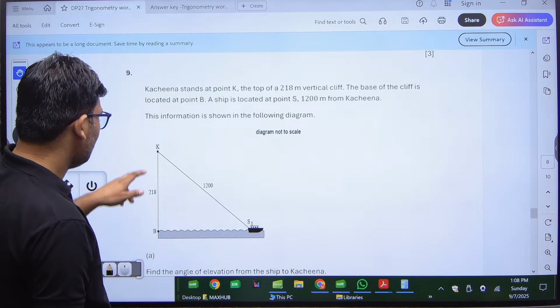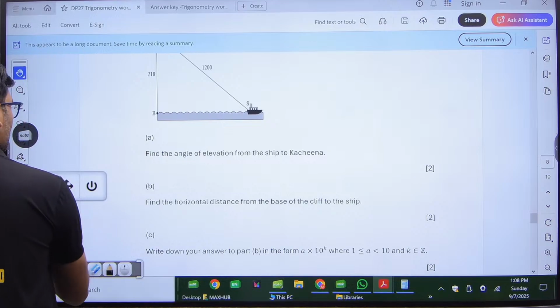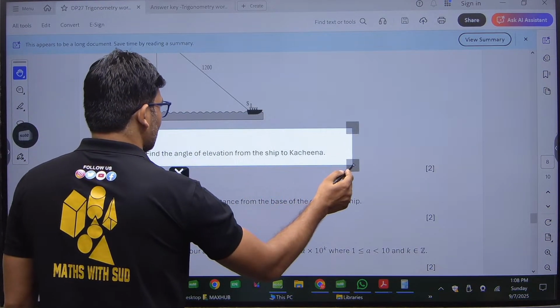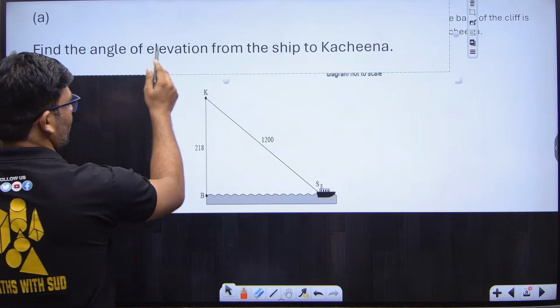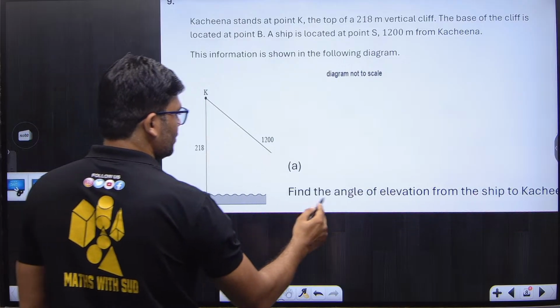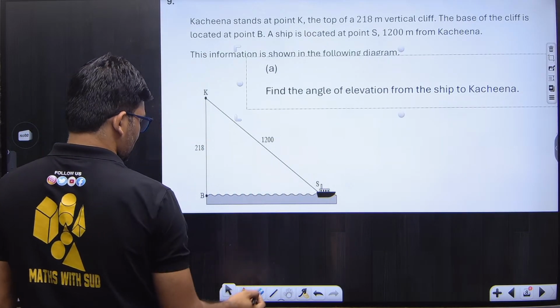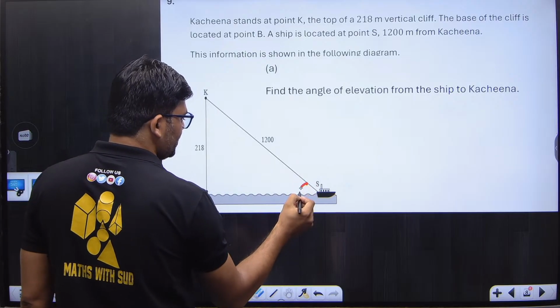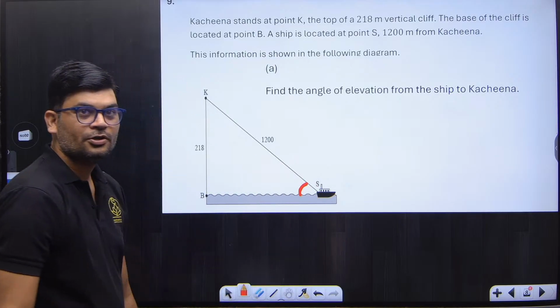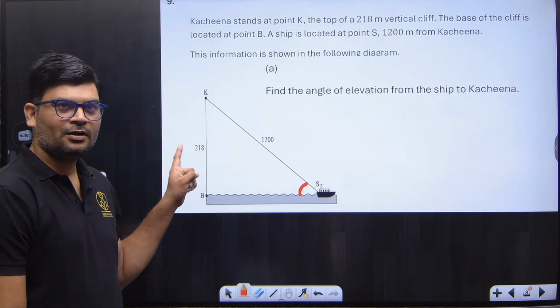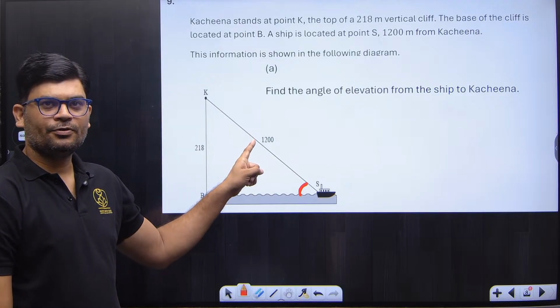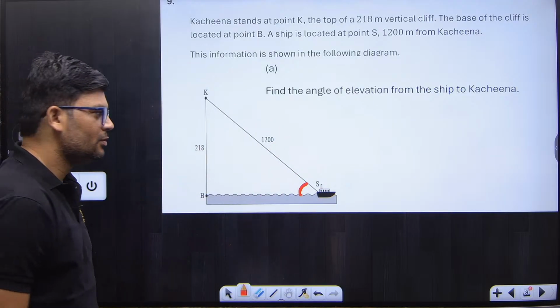But I don't know what is being asked of us. So they have asked us to find the angle of elevation from the ship. So angle of elevation means this angle they are talking about. So if you have a perpendicular and if you have a hypotenuse, which rule will you use? Sine.